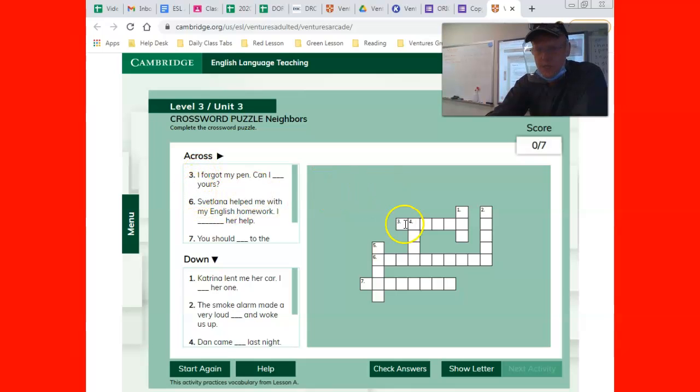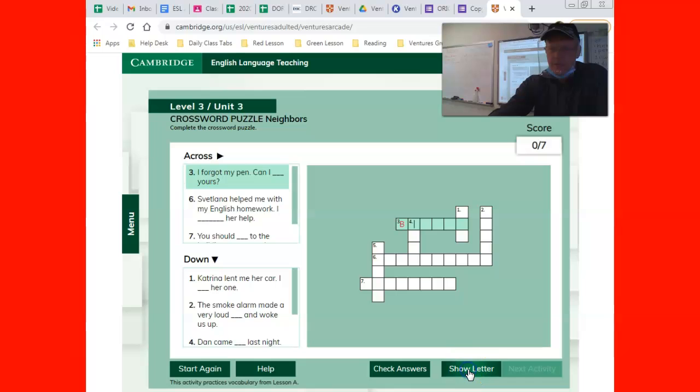Let's see if we can get three across. So that would be this one right here. Have you played an acrostic game before? Yeah? All right. Can you read number three? It's going to have to fit in here. Let's give ourselves a hint. Ooh, it's not going to. Can I borrow? Yeah, let's see. So B, what do you think the next letter is? Good. Good job. Borrow. Can I borrow yours?